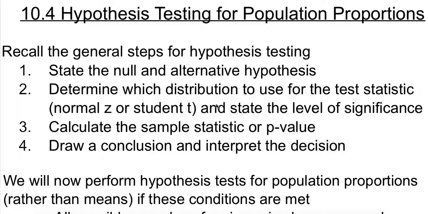And we state the level of significance. Then we calculate the sample statistic or p-value. P-values are most common. That's what we're going to tend to do from now on anyway. So we're going to calculate our p-value, and then we draw our conclusion. So we decide, do we reject the null hypothesis, or do we fail to reject the null hypothesis, and we interpret it. So same 4 steps are going to continue today.